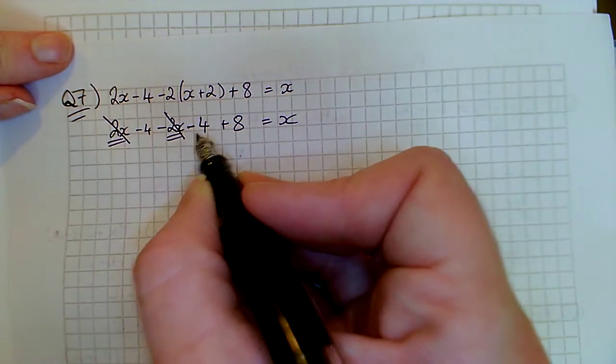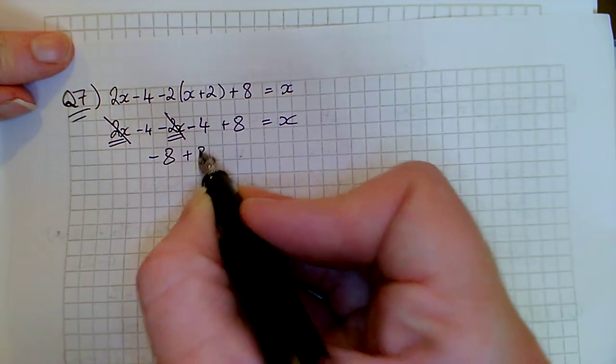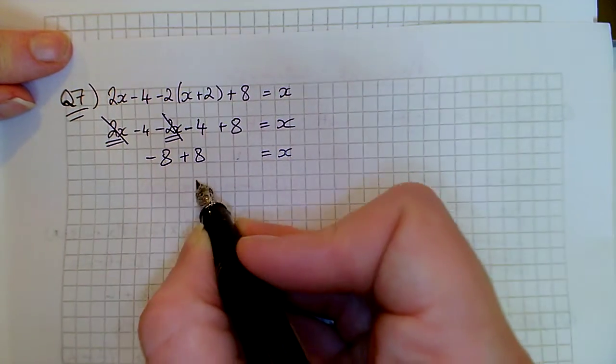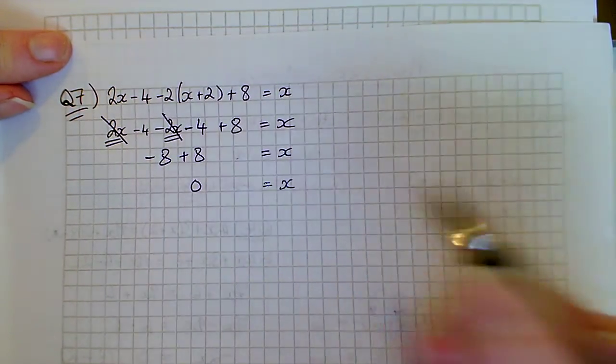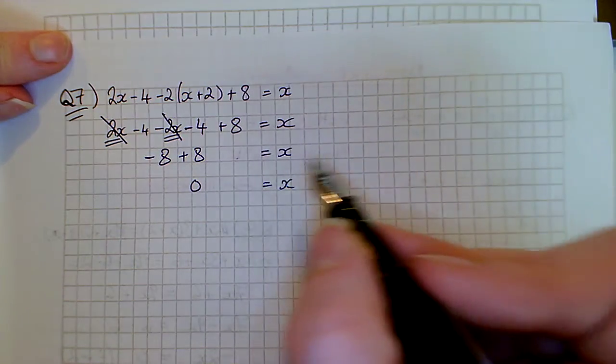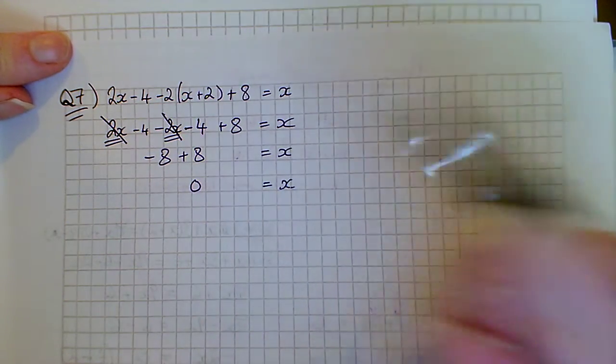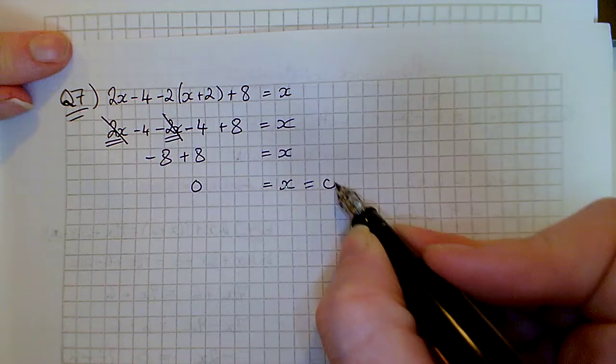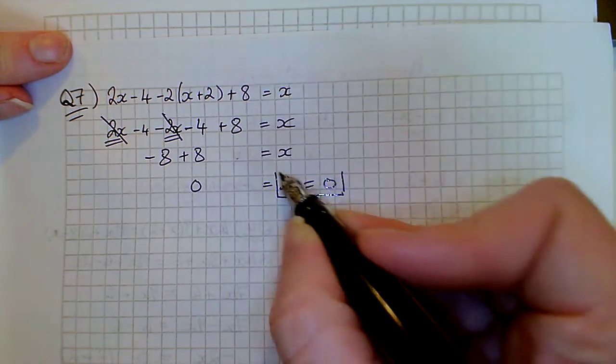Minus 4 is minus 8. They're going to cancel each other out too. 0 is equal to x. Well, I don't even need to bring it to the other side. If 0 is equal to x, then x is equal to 0. And that's my answer.